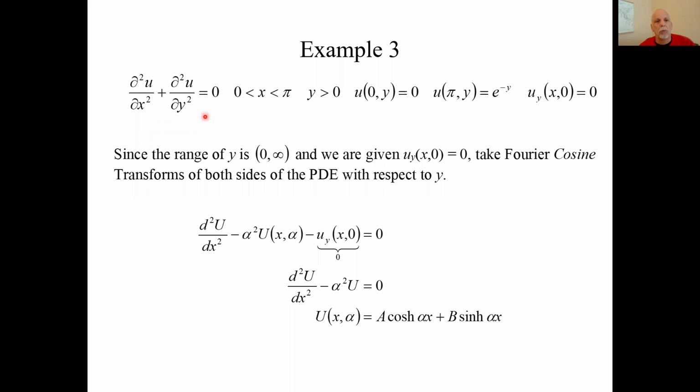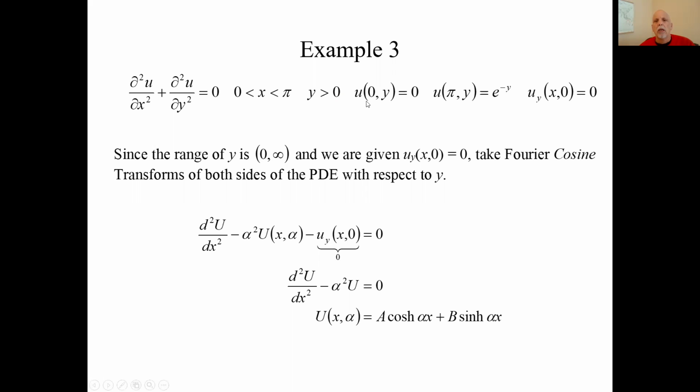Here's the partial differential equation. Both variables come as second derivatives, so we can't narrow it down there. But the range of x is finite. It's just from 0 to pi, but the range of y is semi-infinite. It's everything greater than 0. So we're going to take our transform with respect to y in this case instead of x. And since it's semi-infinite, we know it's either going to be the sine transform or the cosine transform.